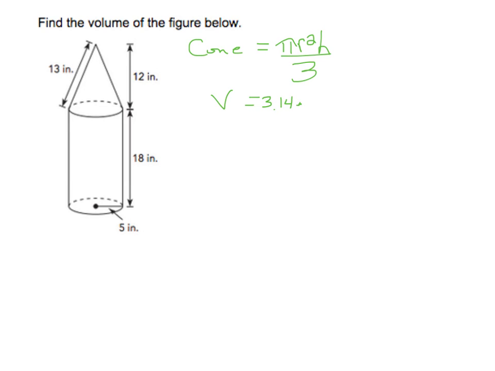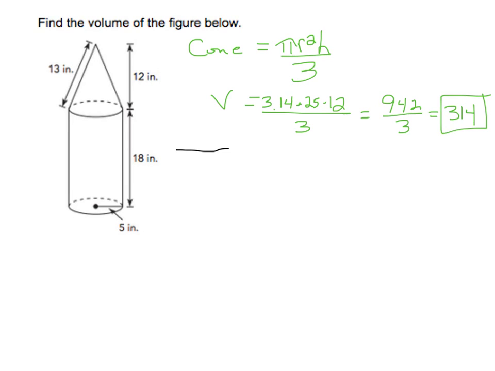times the radius. The radius isn't shown up here, but if we look down, this is the radius, which is 5. Square it, we get 25, times the height of just the cone part, which is 12. Divide that by 3. Using our calculator, we get 942 divided by 3, which comes out to 314. So we have the cone part, 314 inches cubed.